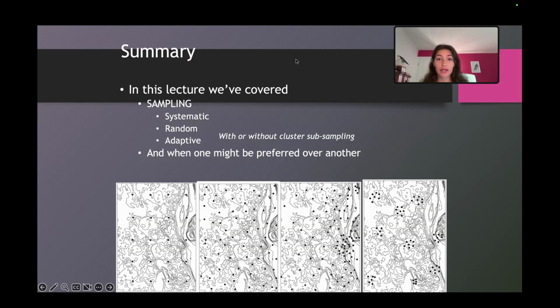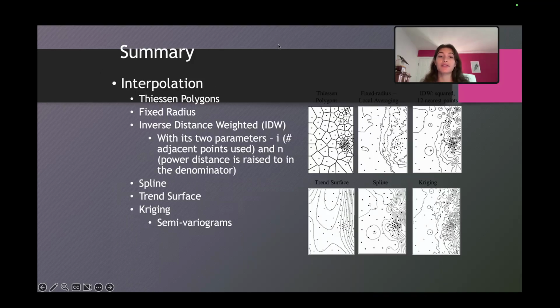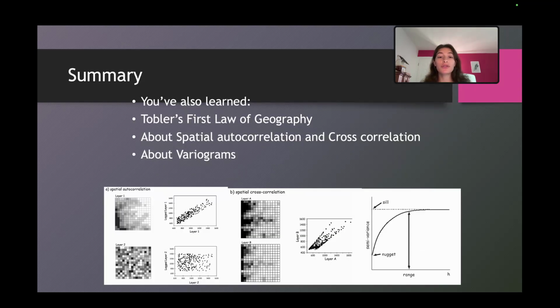So in summary, in this lecture, we've covered sampling, the systemic, random, and adaptive approaches, and those are utilizing either with clustering or without clustering, and when one might be preferred over the other. We've also discussed interpolation, such as Thiessen polygons, fixed radius, IDW, spline, trend surfacing, and kriging, as well as the semivariograms that come with it. You've also learned what Tobler's first law of geography is. Things nearby each other are probably more similar.